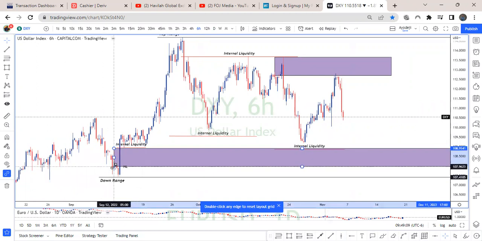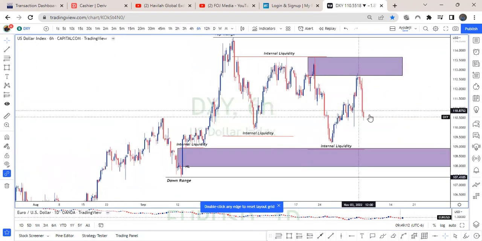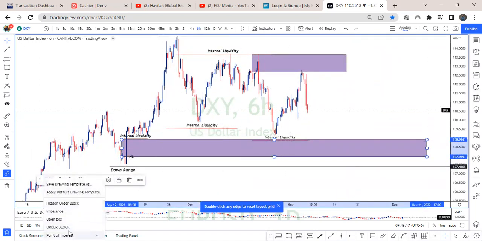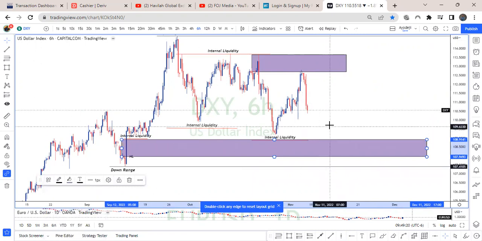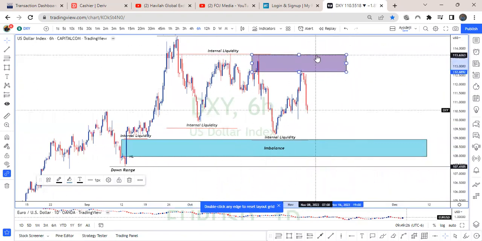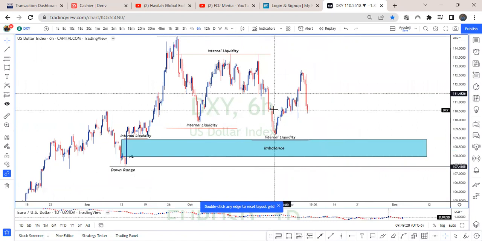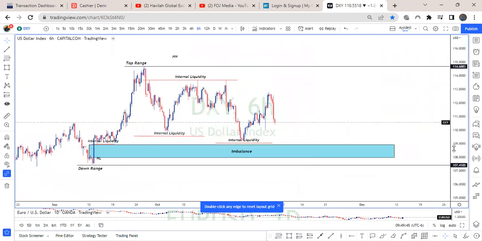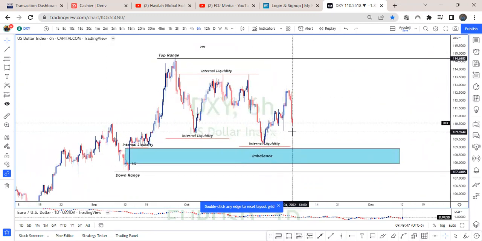So this is it now. See that imbalance on H6. This is an imbalance. This is not a POI, it's just ordinary. So if price, it makes sense for DXY to continue to sell down, take out this internal liquidity, and then fill this imbalance before giving us a bullish continuation.